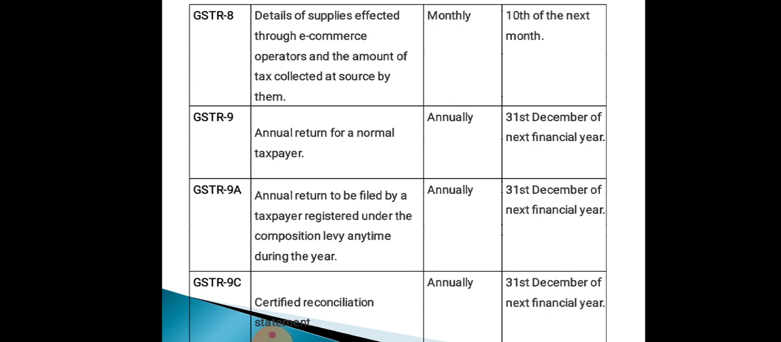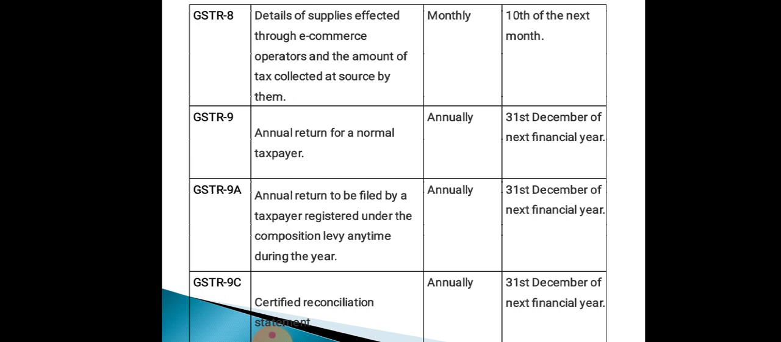Next, GST return 9: annual return for a normal taxpayer. GST return 9 is an annual return to be filed yearly by a taxpayer registered under GST. It consists of details regarding the outward and inward supplies made and received during the relevant previous year under different tax heads, that is CGST, SGST, IGST, and HSN codes. It is a consolidation of all the monthly and quarterly returns filed in that year.